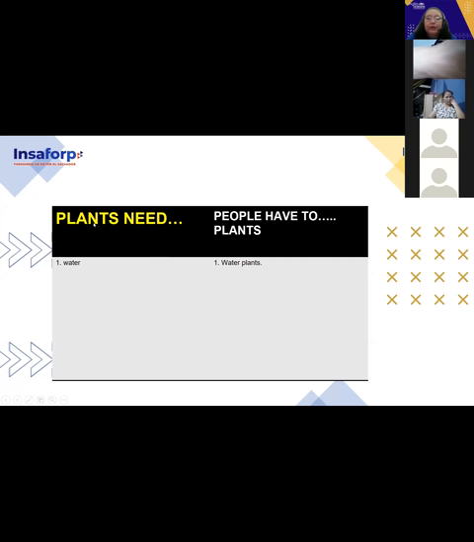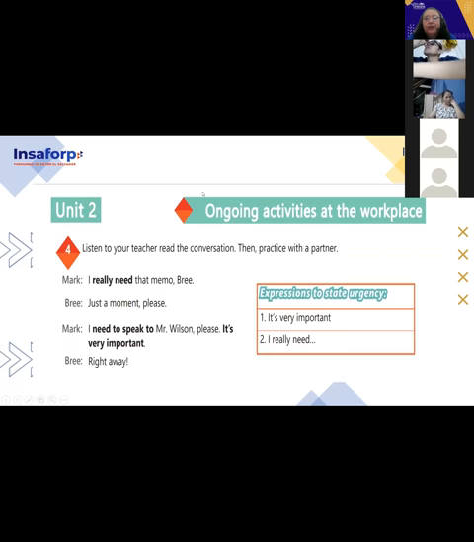And then you went through another exercise during the week about the plant's needs and what people have to do in order to supply the plant's needs. Yeah, that was an introduction to the topic. And also you were practicing this short conversation.